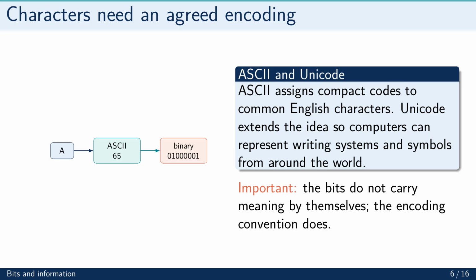Unicode extends the same general idea to support many writing systems, symbols, and emoji. The key lesson is that the bit pattern does not inherently mean A. It means A because an encoding standard assigns that interpretation. If two systems use different encodings, the same bits may produce different displayed characters. This is why character encoding matters when reading files, exchanging data over networks, or processing text in a program. Reliable software depends on using compatible conventions.